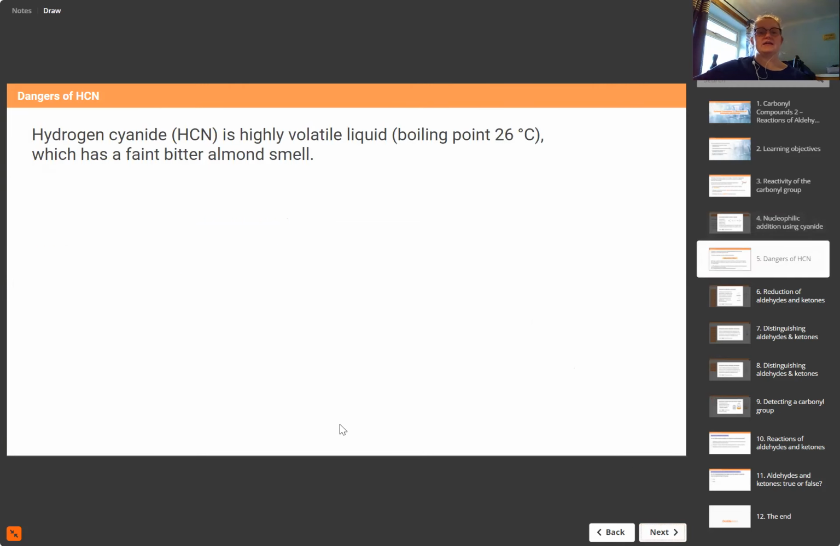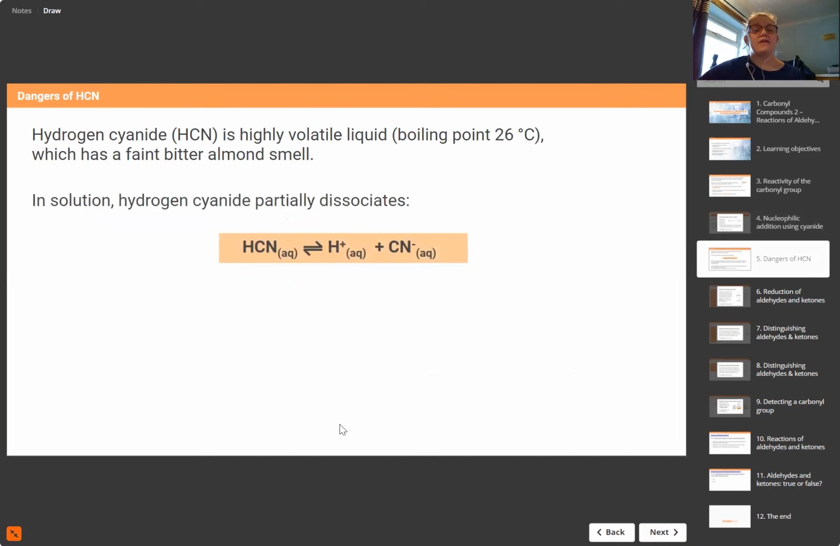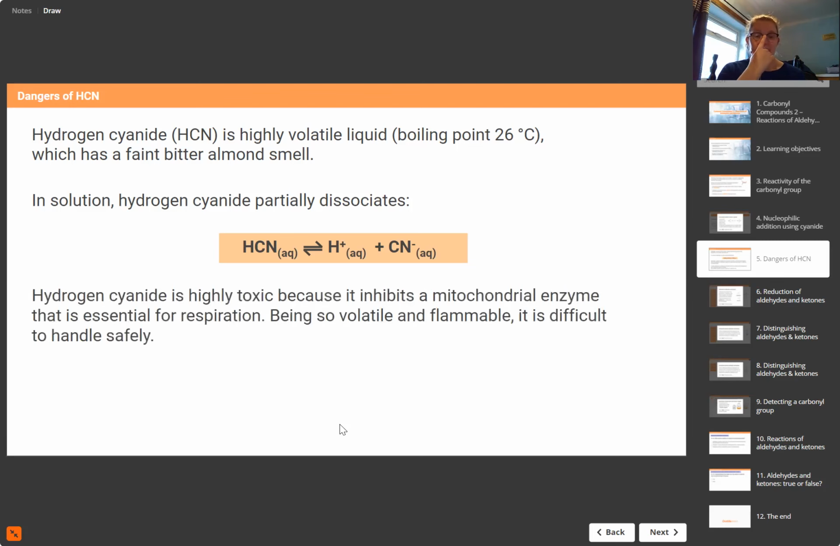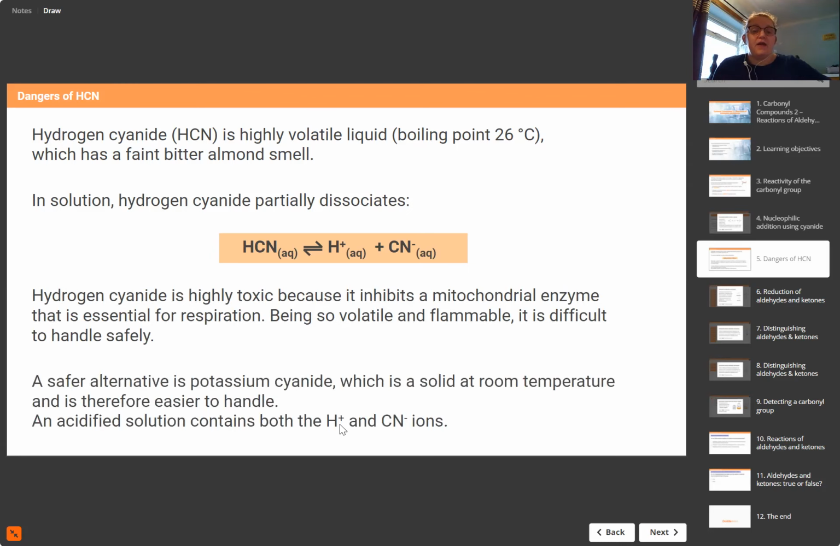Hydrogen cyanide is a highly volatile liquid with a boiling point of 26 degrees and a faint bitter almond smell. In solution, hydrogen cyanide partially dissociates, giving the cyanide ion and the hydrogen ion. It's highly toxic because it inhibits a mitochondrial enzyme needed for respiration. Because it's volatile and flammable, it's really hard to handle safely.